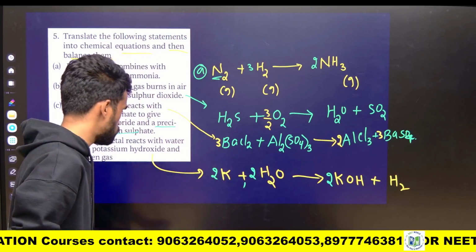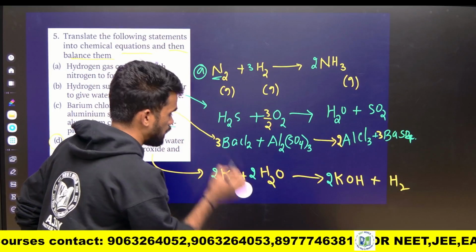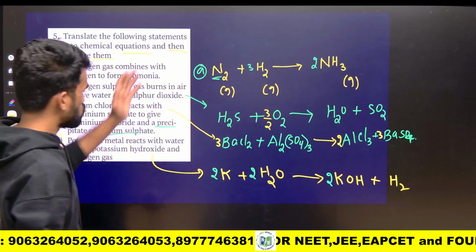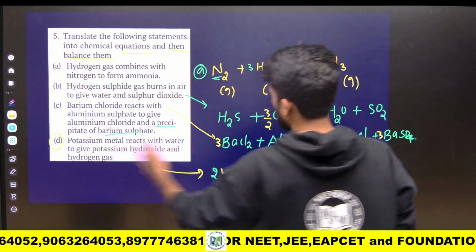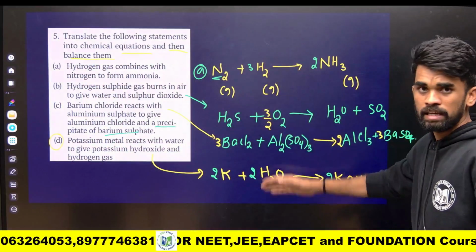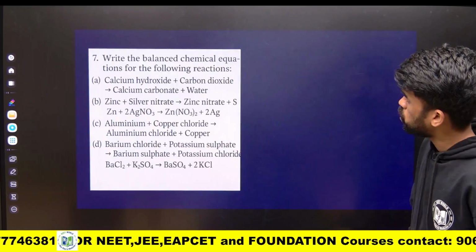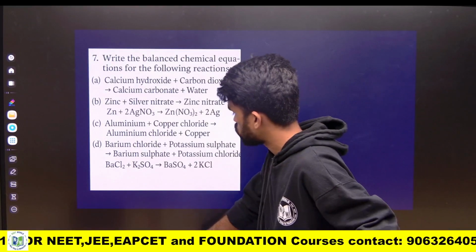So you choose a suitable integer to multiply and balance them, okay. I hope this is also clear. So these are the four options A, B, C, D where you need to write their balanced chemical equations. Next, let us go to the other question also.